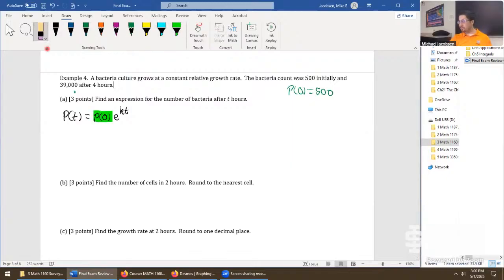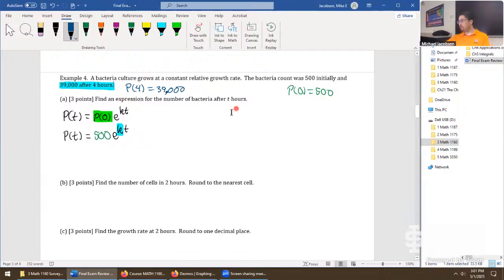Let's just do it right now. Update the model to population at time t is now 500 e to the kt. The next part, right here, let's maybe use this highlighting, is going to give us the k value, the actual growth rate of the problem. It says 39,000 after 4 hours, or P at 4 is 39,000.